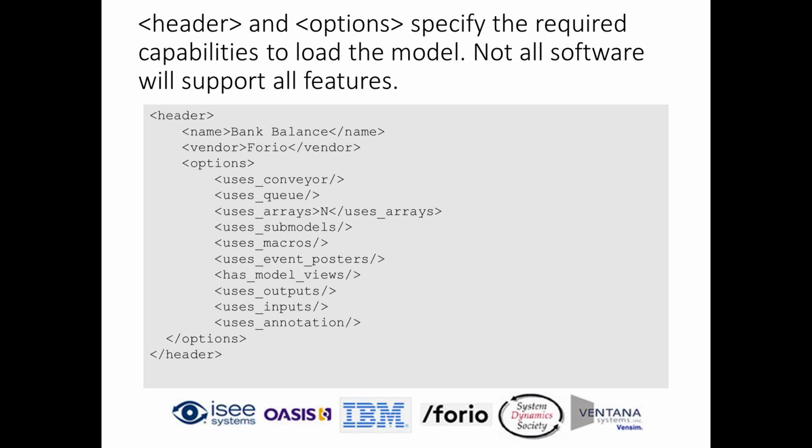What you're saying is that in order to run this model, here are the features you need to have in your software program. And, so if your model uses conveyors, you need to say uses conveyors, and then you need to have a conveyor available in the software in order to run that. The model I just showed didn't need any of these optional options, so it left that section out.